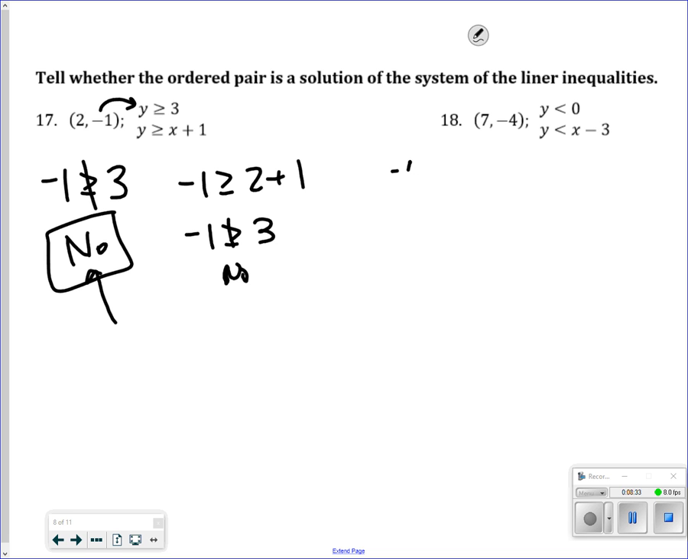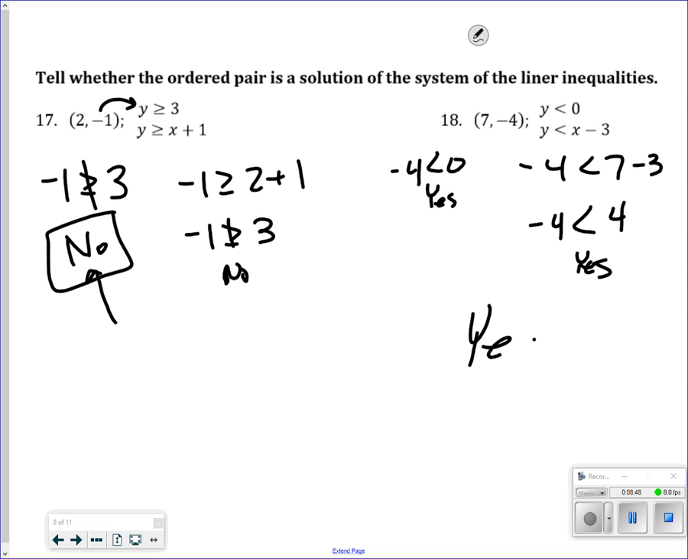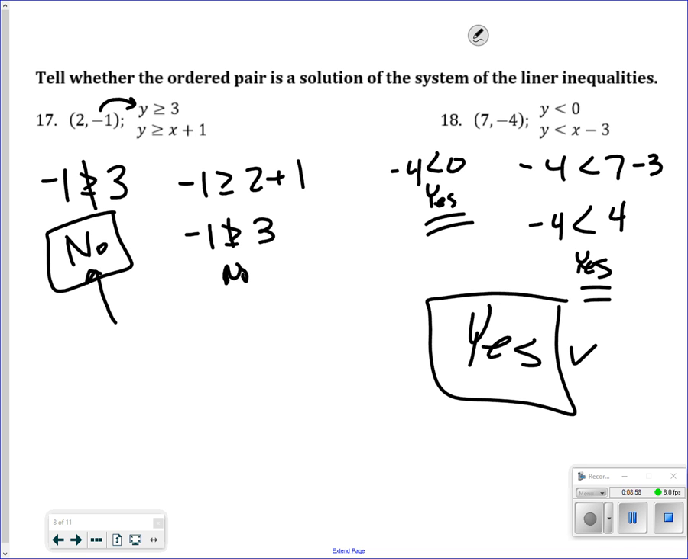Next one, so I'm going to put -4 in for the y, 7 in for the x. So in the first one, it works. So I'm going to put just a small yes. In the second one, it also is a yes. So the answer to the question is yes, because it worked in both. So as long as it works in both equations, then you get to say yes. If either one of them is a no, then you're done. You don't have to do anything else.